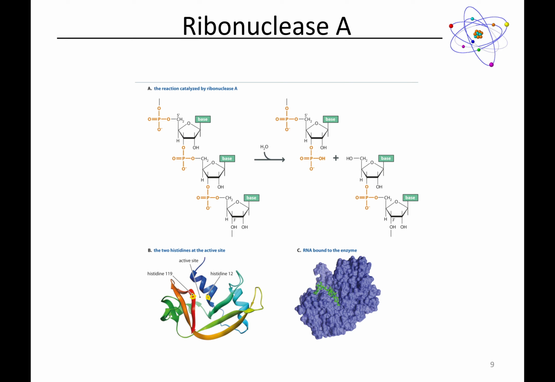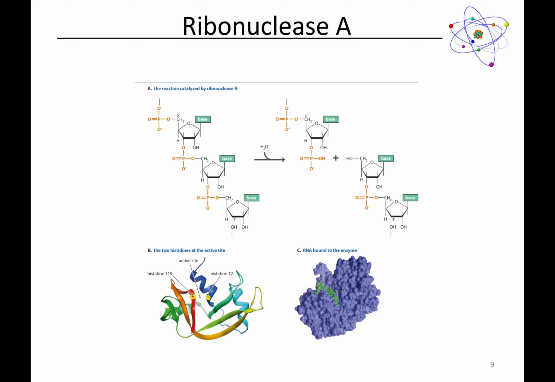Okay, so here we notice that we have a polymer of RNA, and we know it's RNA because we have a 2' hydroxyl group. We're adding water, and what we notice here is that the backbone now has been hydrolyzed. We have added water across the phosphodiester backbone. Okay, this is the enzyme. So the enzyme catalyzes this hydrolysis reaction.